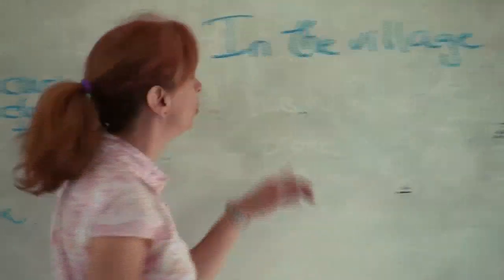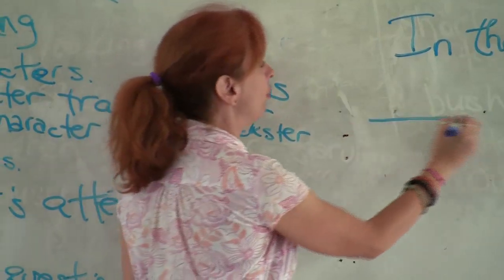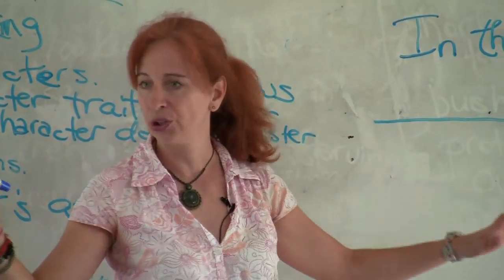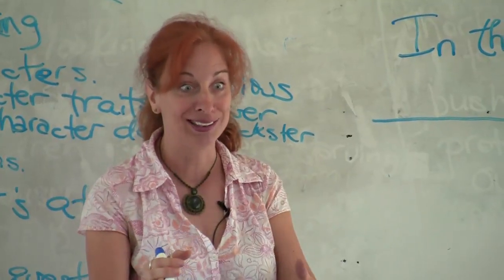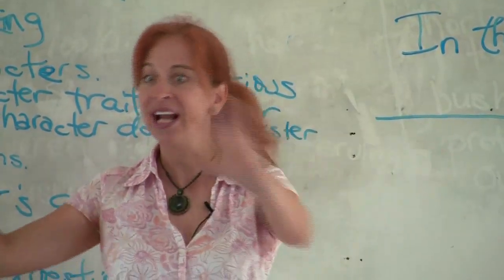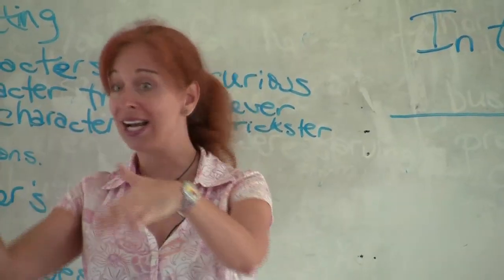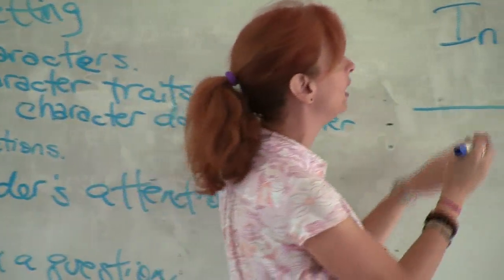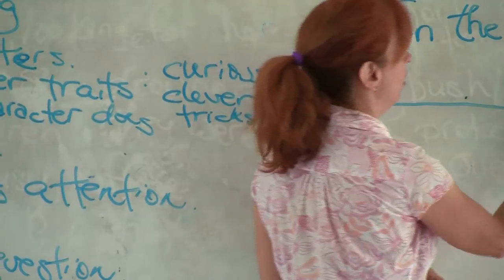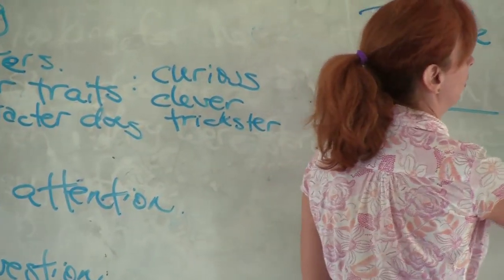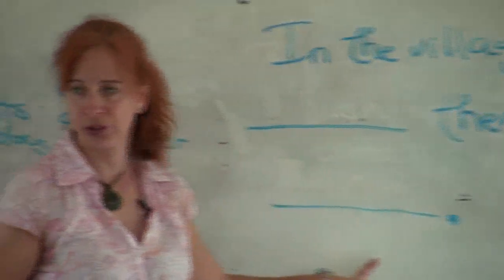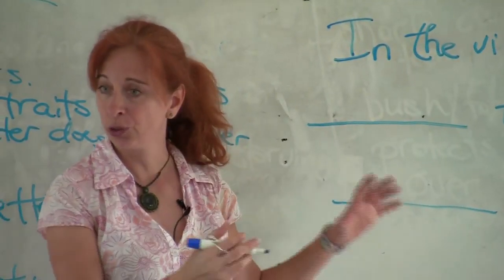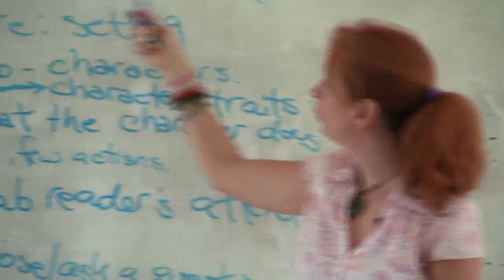The way I would begin with the students is, "In the village of," and you get to choose where you want your story to take place. The only thing I ask is, please choose somewhere in Belize. Any village, it can be anywhere in Belize, but please make it a village or town or city, but in Belize. "In the village of, there lives," and then you're going to write the name of the character that you've chosen and put a full stop. And the rest of your first paragraph, you're going to do the introduction.